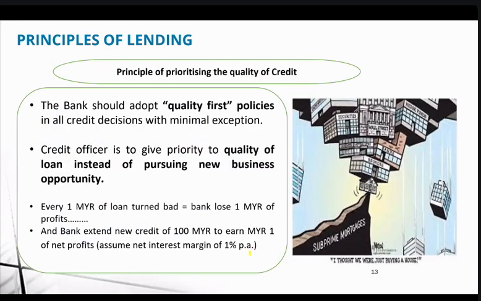Next one here will be prioritizing quality of credit, the quality-first policy, and credit officers should give priority to quality of loans. I heard from one of your RHB colleagues on the retail side many years ago, they launched a retail loan product that was no documentation needed. Just fill out the application form and no need to submit documents. Needless to say, the NPL went up like crazy. Then Bank Negara put the foot down and said no more. This was like 12, 13 years ago when they did this.